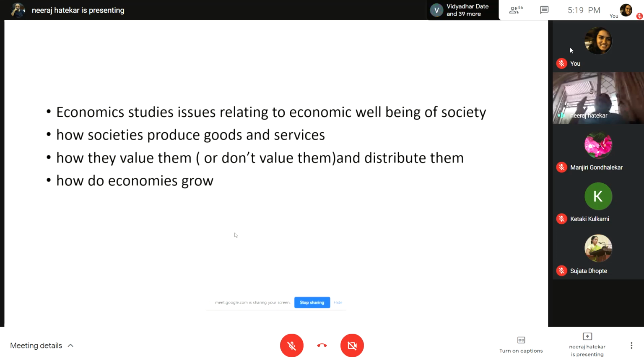Okay, so I like to look at economics in a much broader sense. Economics studies issues relating to the economic well-being of society. So we are concerned about issues like poverty, undernutrition, and inequality. We are also interested in environmental degradation, in economic equality. We are interested in many things.